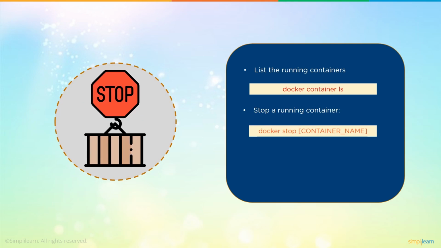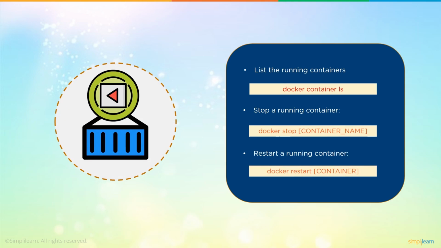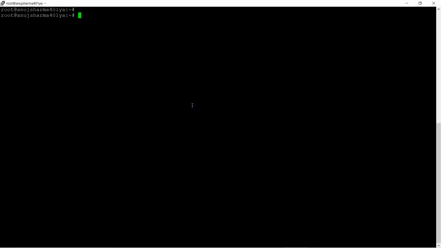Then the docker stop command is there to stop a container. Whatever container is in the running status will be stopped with the help of the docker stop command. And then the restart command is there, using which you can restart a container on your system. Once the container is restarted, whatever application is running inside the container will also be restarted. So these are the different options available, using which we can explore some more commands about the container.